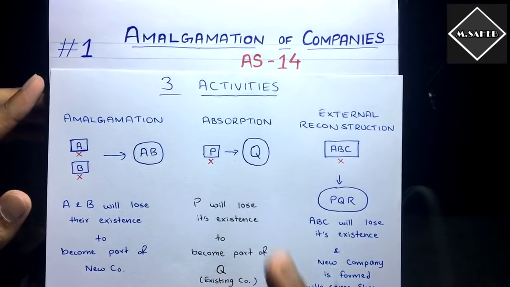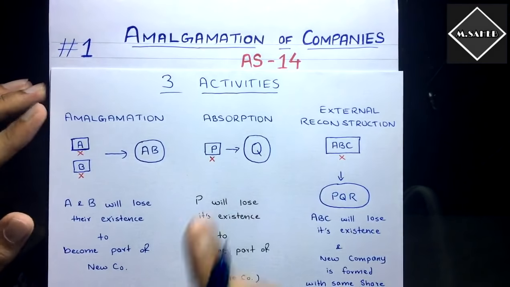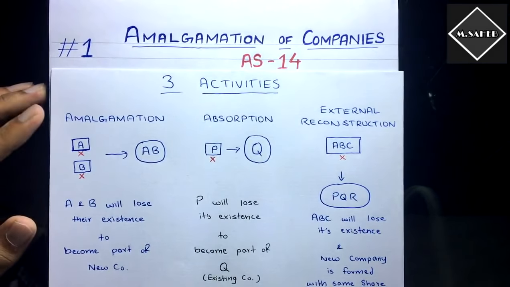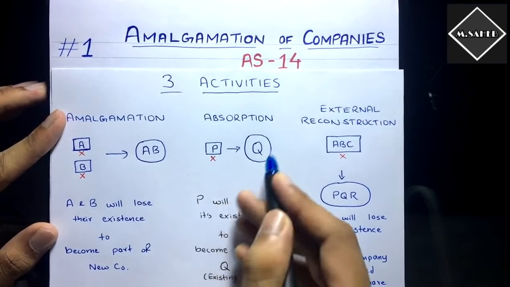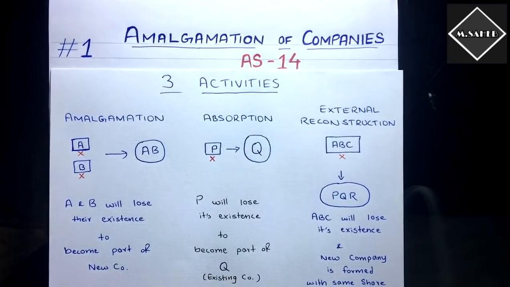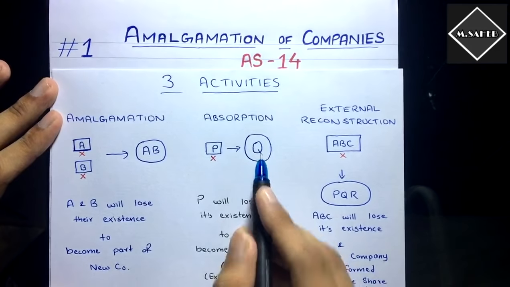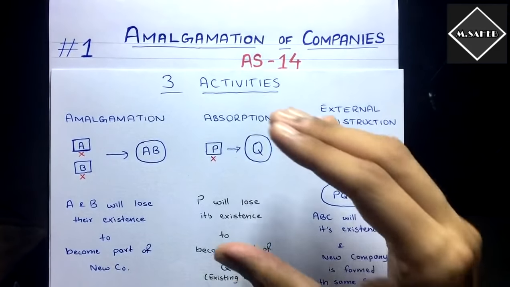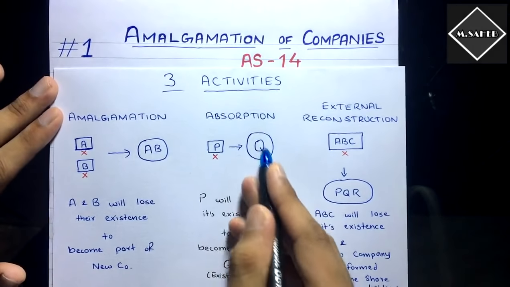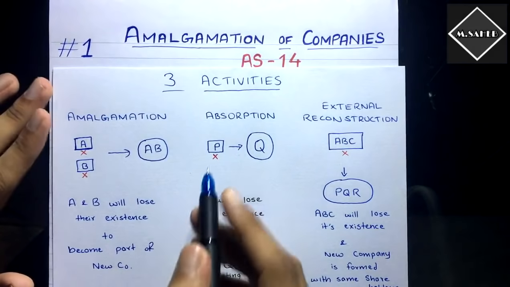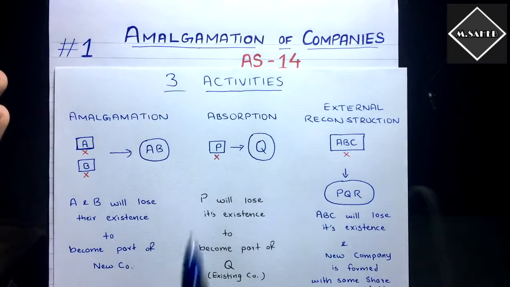Now, what do you mean by absorption? See here, it's very simple. Absorption, let's take this example. See here, let's say there are two companies, one big company and one small company. P is the small company, Q is the big company. Now here, what is happening? One company is getting absorbed by another company, right? The big fish is eating up the small fish. The small fish is being eaten by the big fish. That is what is absorption.